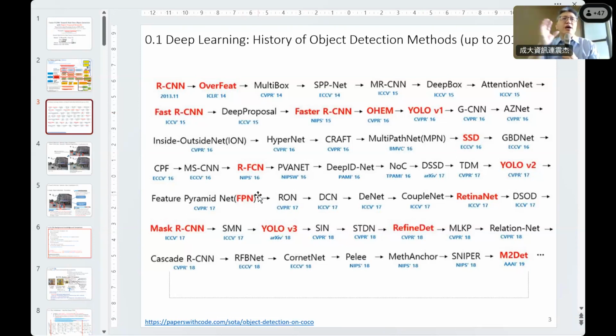After FPN, because FPN is a neck. It's a neck. What is the neck for? Decoder, for upsampling. So after FPN, people start to include FPN in their network. So we have an encoder and decoder. So FPN is important. After this one, they have RetinaNet. And RetinaNet is important because they modify the loss function. They improve the cross entropy loss function. So it has better results.